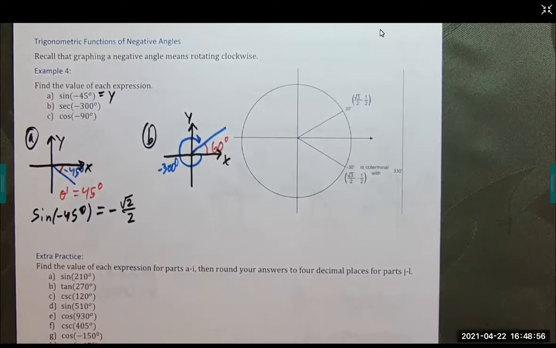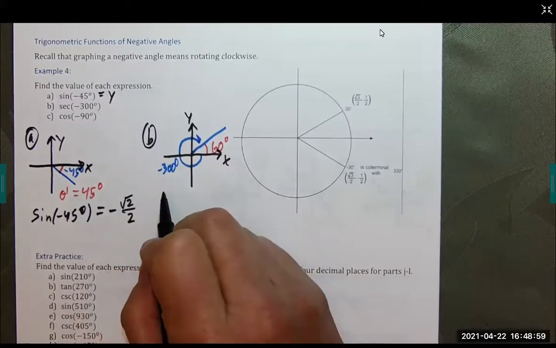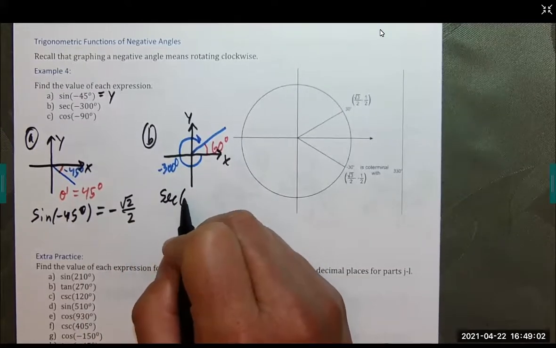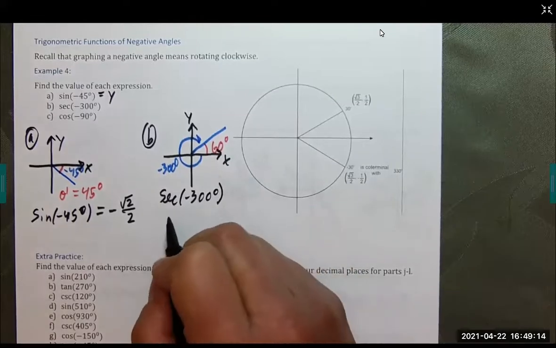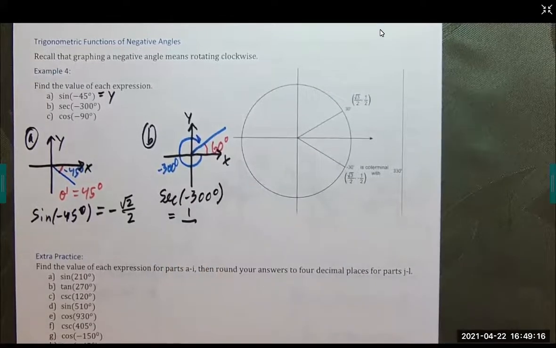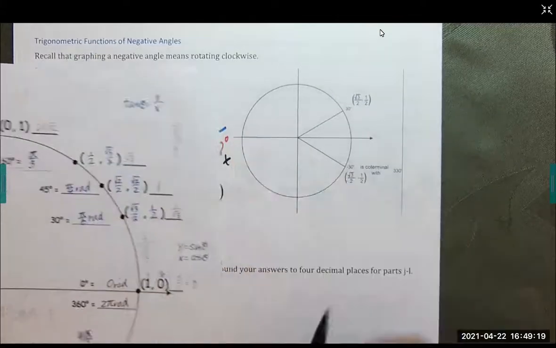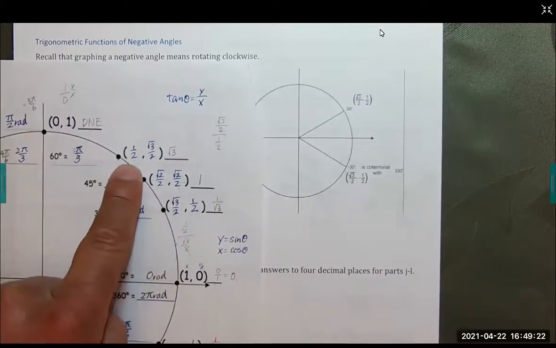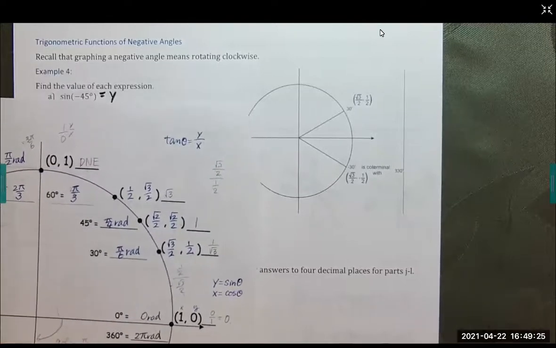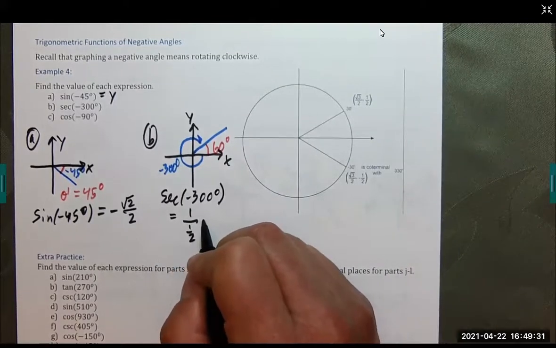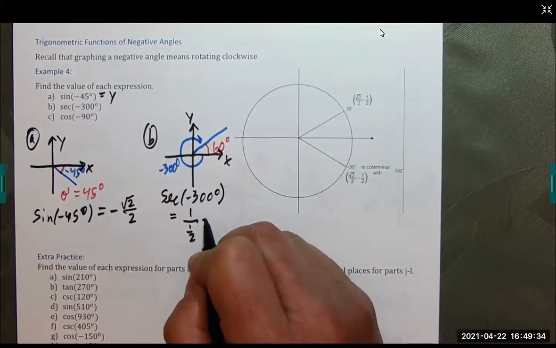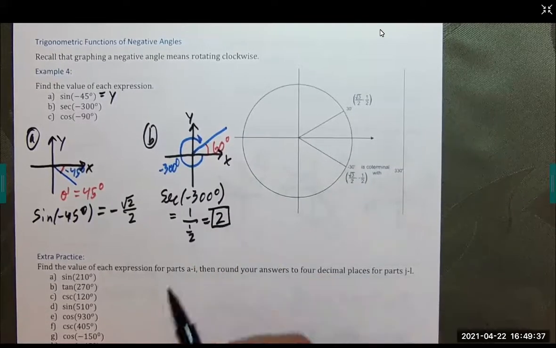So, secant of negative 300 degrees. If you remember secant, the definition is that it is r over x. R is 1. The x coordinate at 60 degrees is 1/2, which becomes 2. Right, it's the reciprocal.